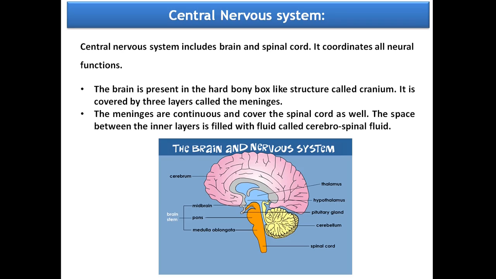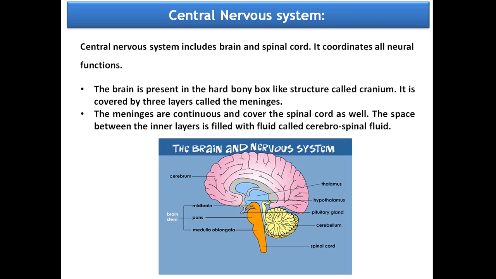Let us know about the brain. The brain is present in a hard bony box called the cranium. It is covered by 3 layers called the meninges: dura mater, arachnoid mater and pia mater are the 3 layers called the meninges. The meninges are continuous and cover the spinal cord as well. They cover not only the brain but also the spinal cord.